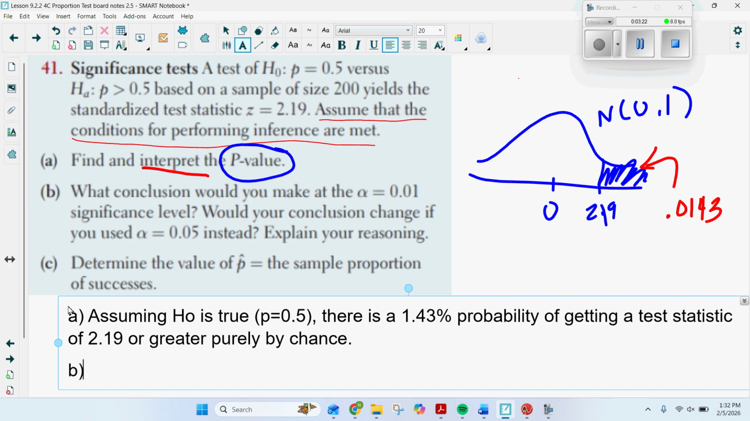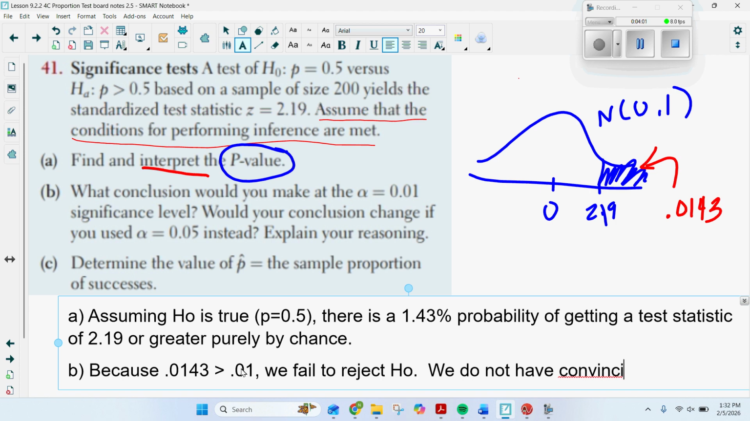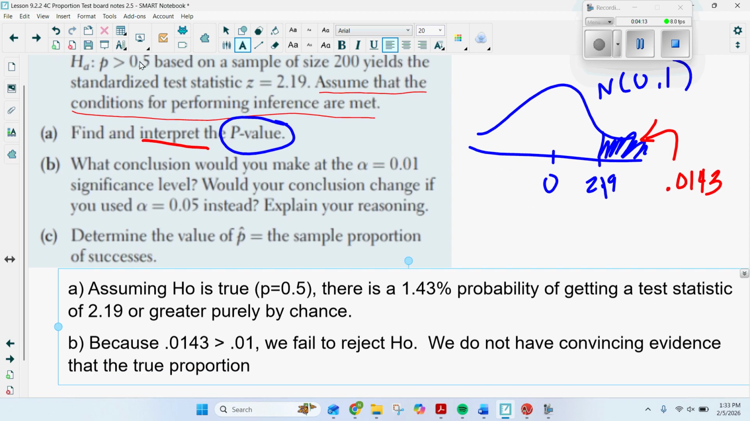B says, what conclusion can you make at the 0.01 significance level? So 1.43% is actually greater than 0.01, a little bit greater. I'm going to go ahead and say the full conclusion. Because 0.0143 is greater than 0.01, we fail to reject H naught. We do not have convincing evidence that, we don't really have a lot of context here, so I'm just going to put the alternative hypothesis into words, that the true proportion is greater than 0.5.